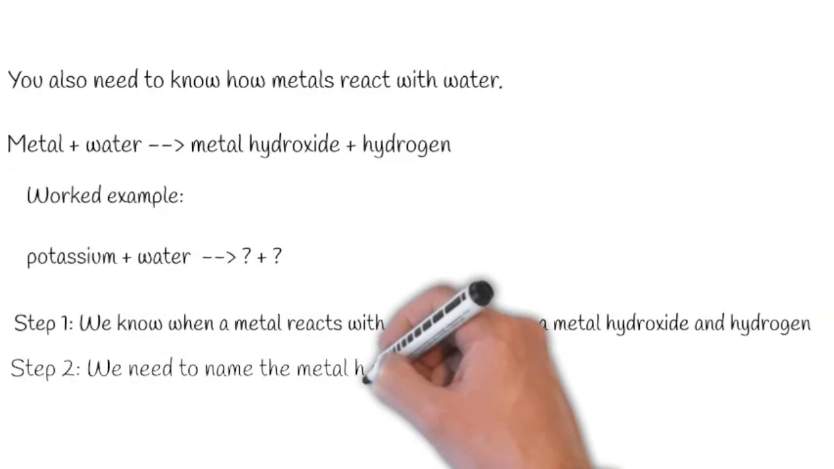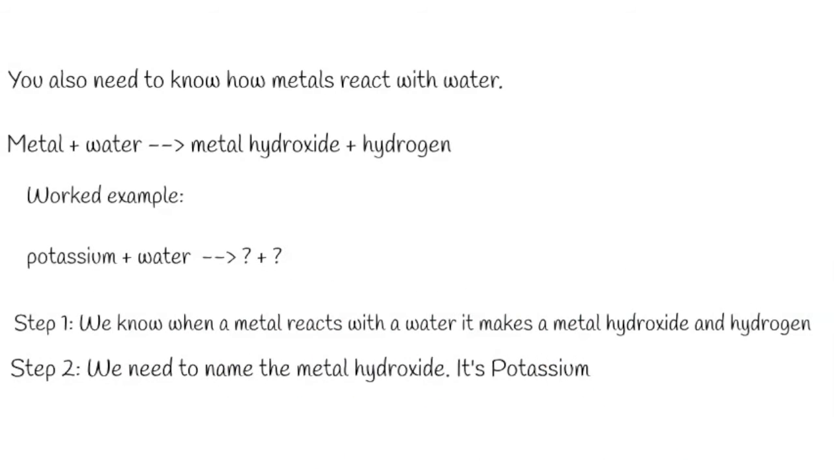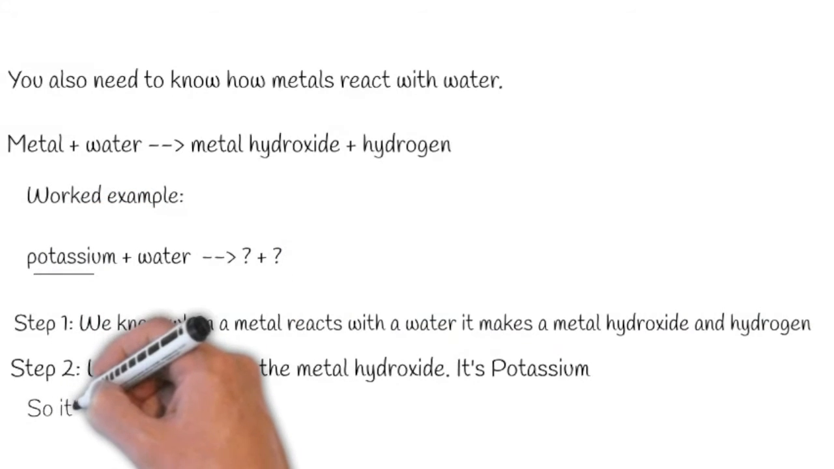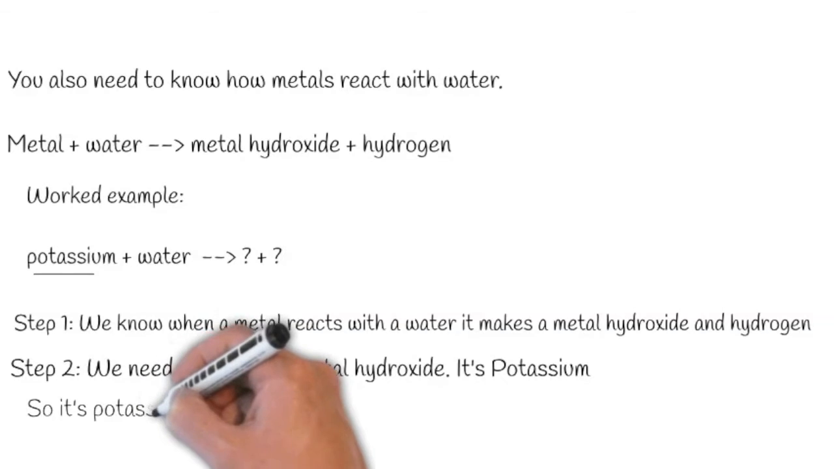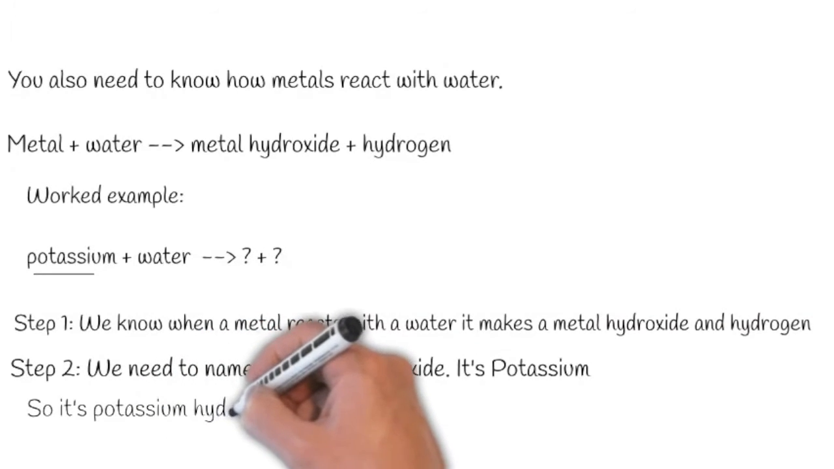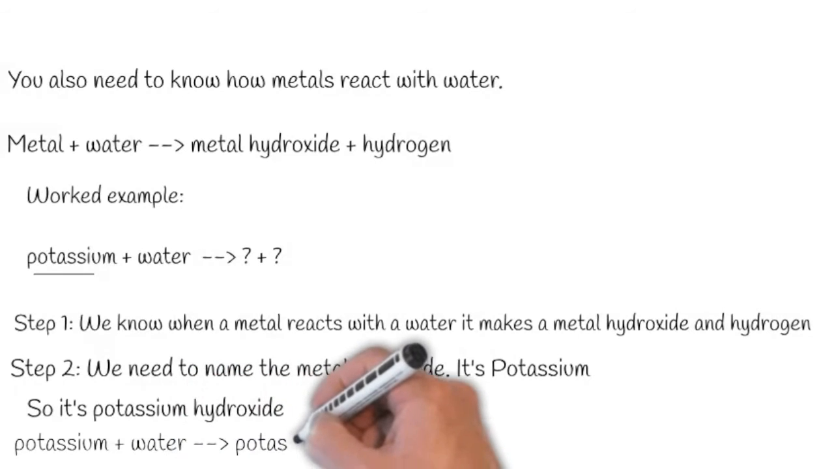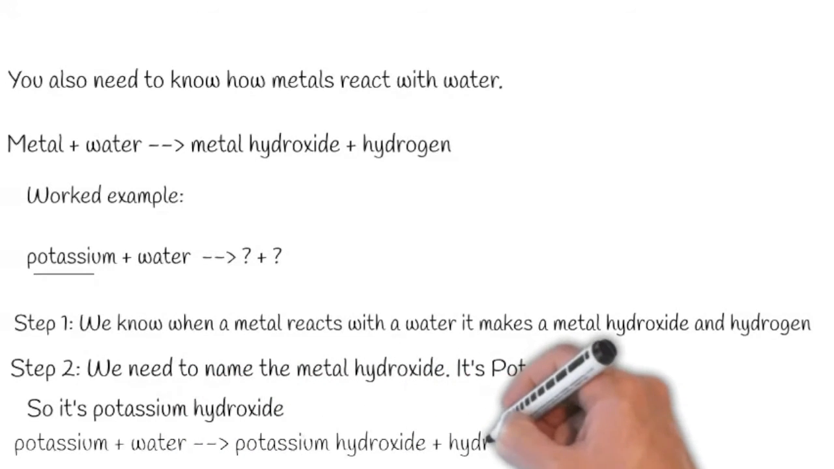Step 2, we need to name the metal hydroxide. It's potassium, so it will be potassium hydroxide. So potassium plus water makes potassium hydroxide plus hydrogen.